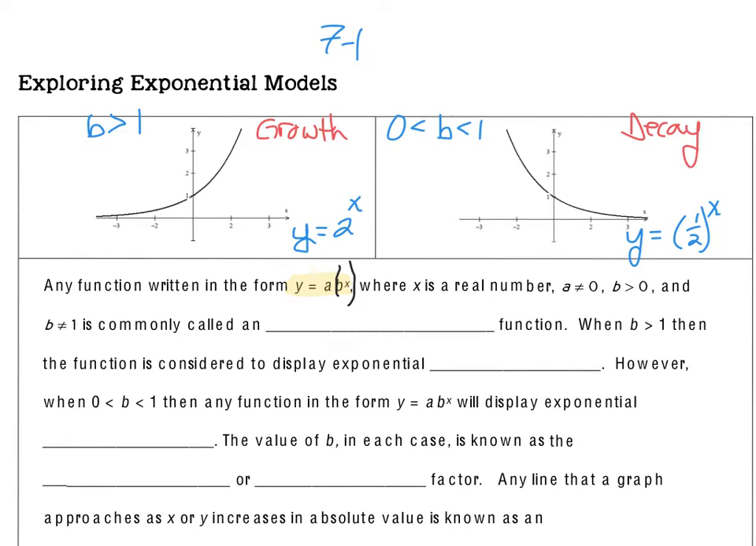So let's fill in our blanks here. Any function written in this form, where x is a real number, a cannot be 0, because if a is 0, this whole value will be 0, and you'll just have the graph of the x-axis. B also needs to be greater than 0. So b can't be 0, it can't be negative, and b cannot be 1. So it's commonly called an exponential function, and as I said before, it's either exponential growth or decay.